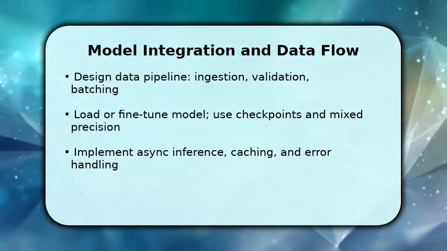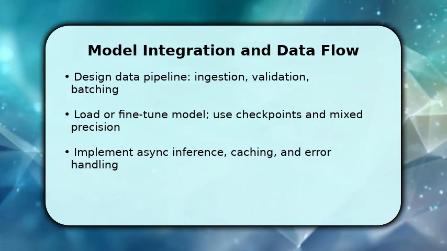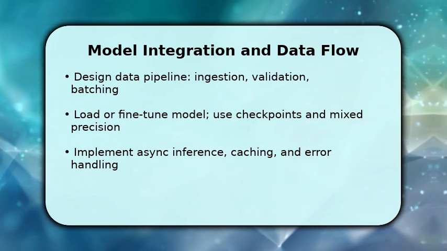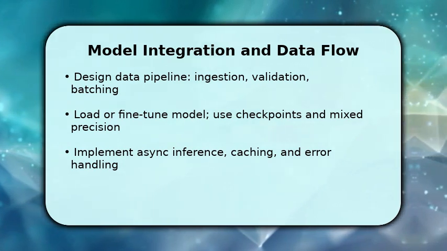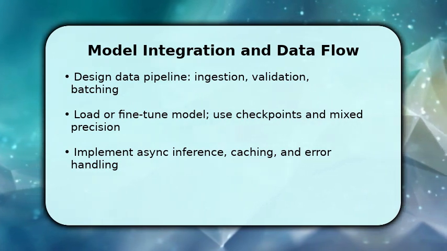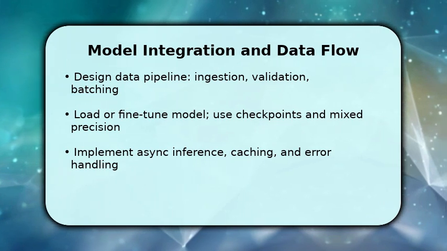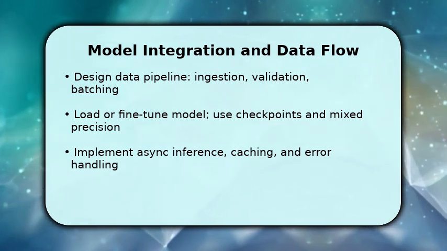Now you build the data pipeline, ingest raw data, run validation, and batch examples for efficiency. Next, decide whether to use a pre-trained model or fine-tune, load checkpoints, and enable mixed precision for speed if supported. Then wire the model into an API layer, use async inference and caching to keep latency low.